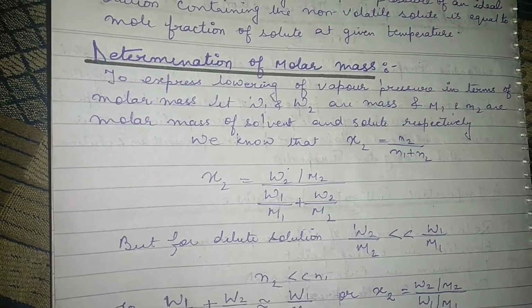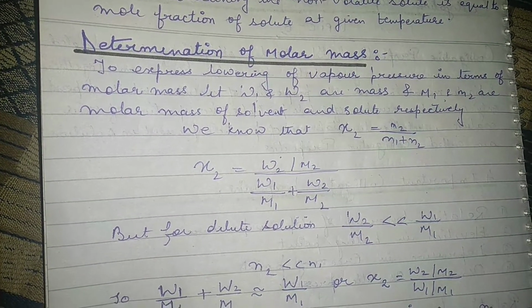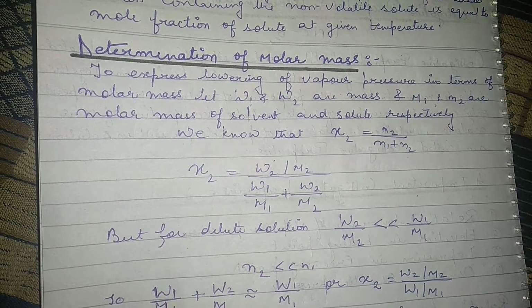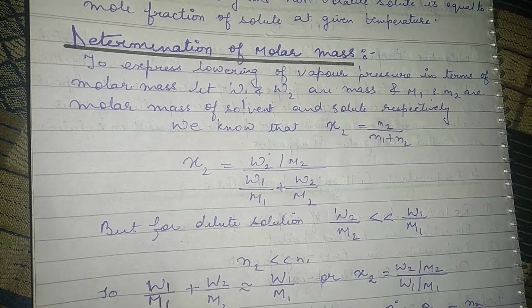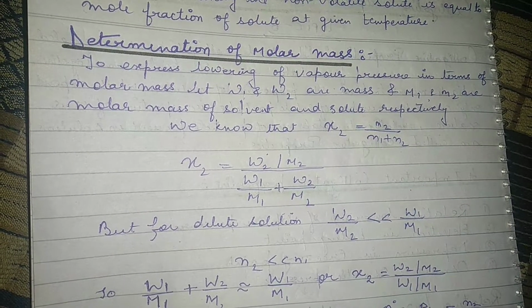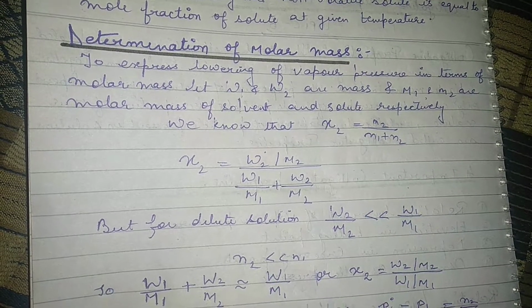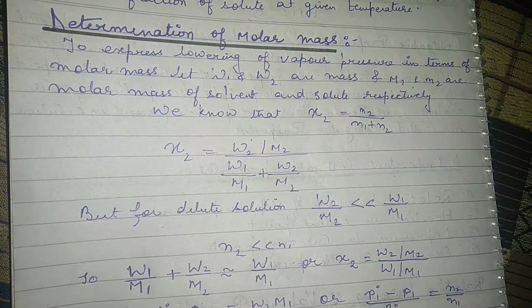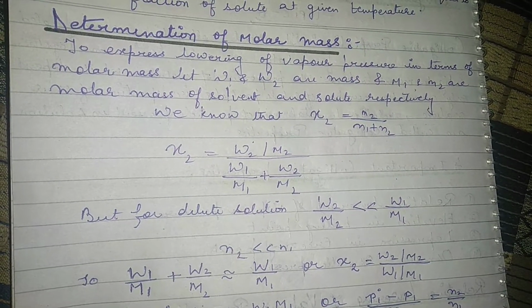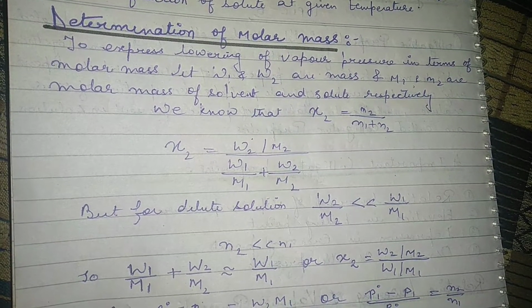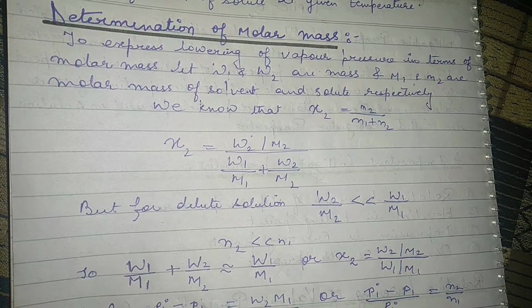Let's see. To express the lowering of vapor pressure in terms of molar mass, let W1 and W2 be the masses and M1 and M2 the molar masses of the solvent and solute respectively. Here we have considered solvent and solute where W1 and W2 are the masses and M1 and M2 are the molar masses. Okay. So x2 is equal to n2 upon n1 plus n2. Here we have found the mole fraction x2. Similarly, instead of n2 we can write W2 upon M2.